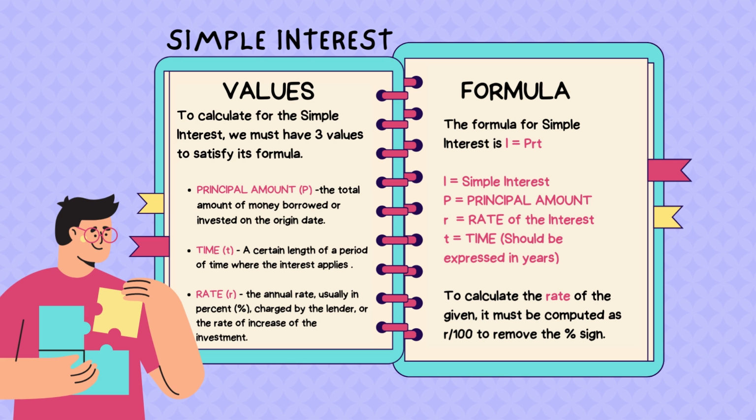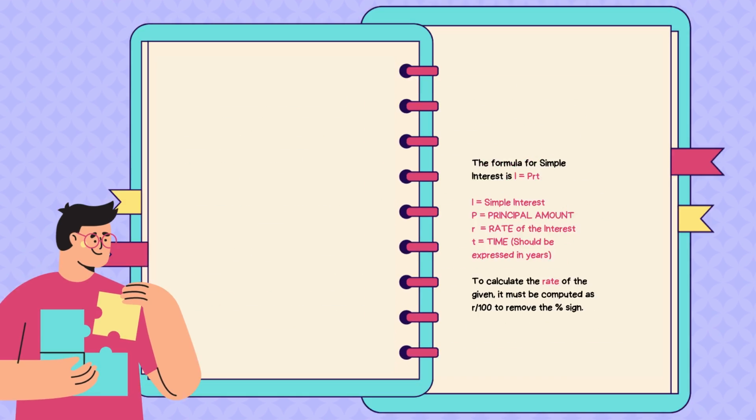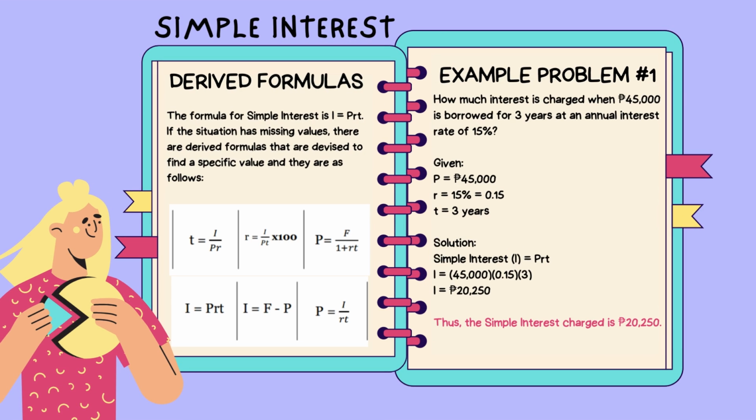The formula for simple interest is I = P × R × T, where I is equal to simple interest, P is equal to the principal amount, R is equal to the rate of the interest, and T is equal to time that should be expressed in years. To calculate the rate, it must be computed as R divided by 100 to remove the percentage sign. Now we know that the formula for simple interest is I = P × R × T.